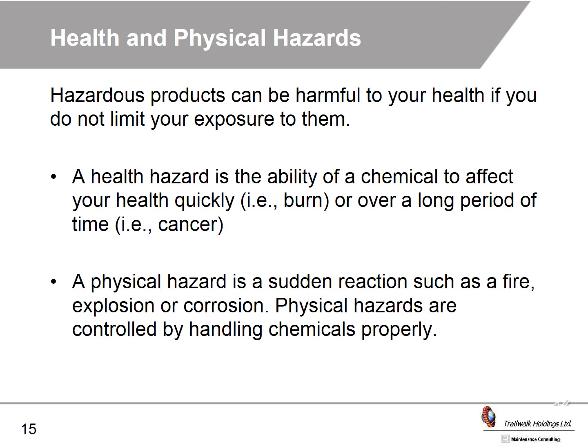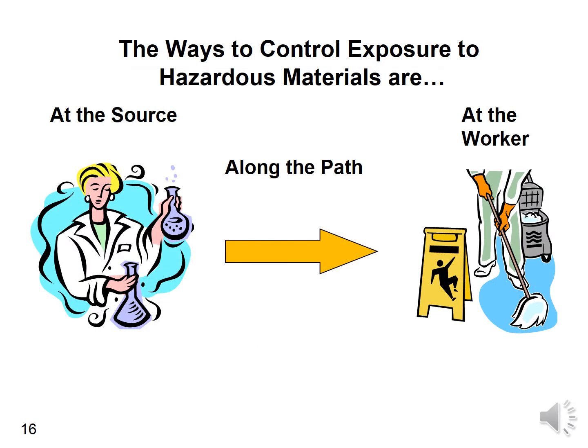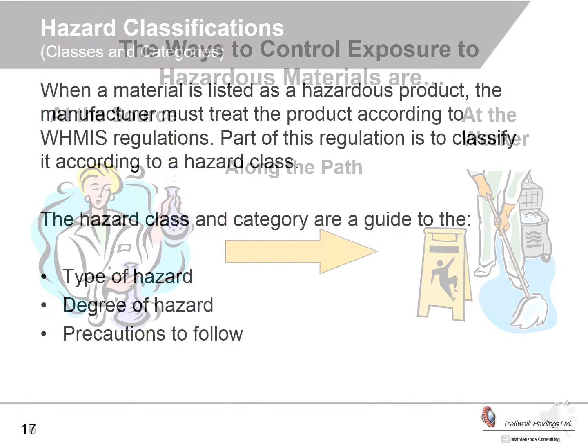Long-term effects are caused by chemicals that take longer to do their damage. The effects are called chronic. It may take hours, days, years, or even decades before you are aware of any problems. A physical hazard is a sudden reaction such as a fire, explosion, or corrosion. Physical hazards are controlled by handling chemicals properly. The ways to control exposure to hazardous materials are at the source, along the way, and at the worker.